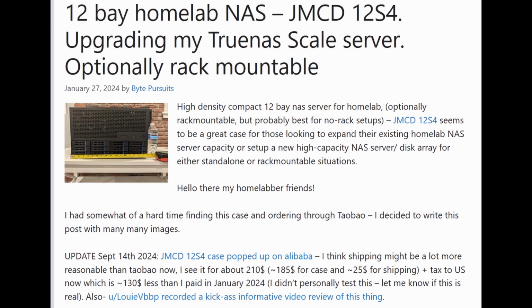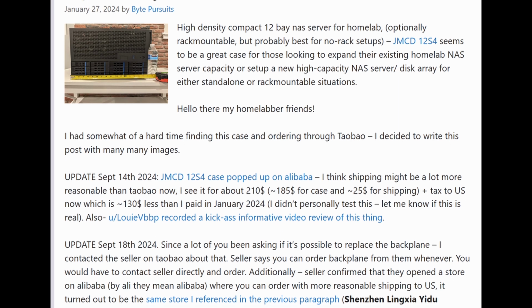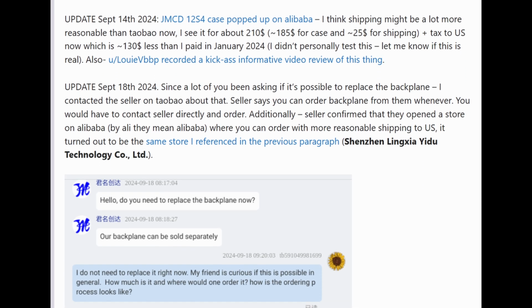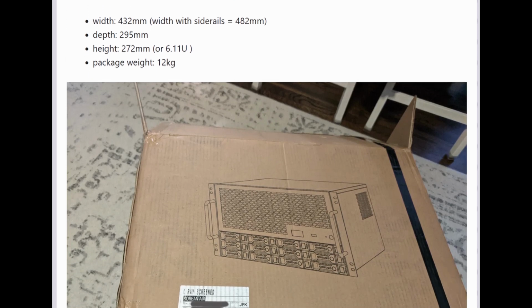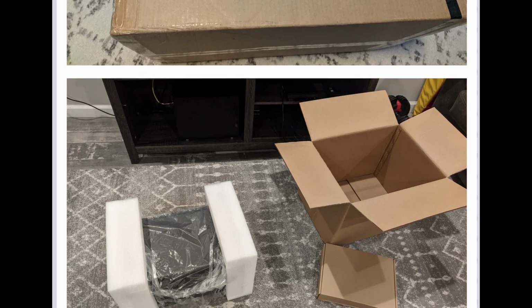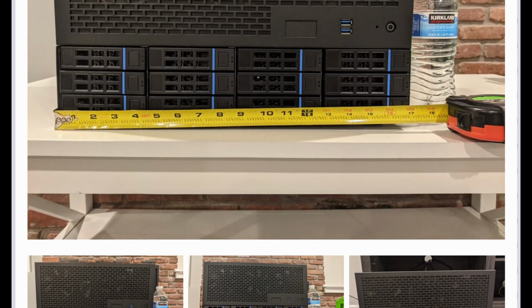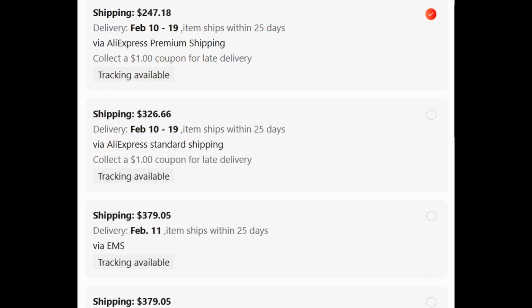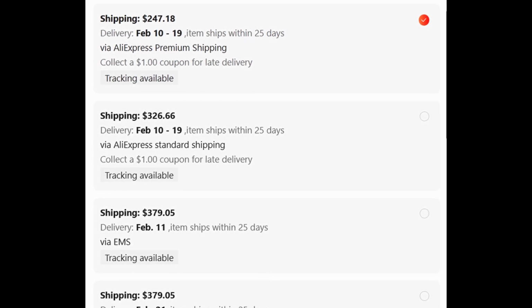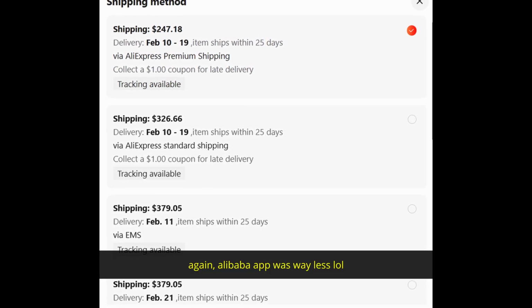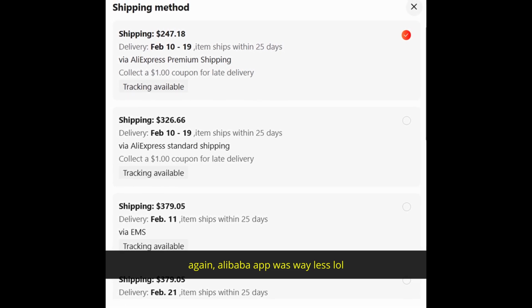Further research into it led me to an excellent blog post on bytepursuits.com, which went into extreme detail on the chassis, from contacting the vendor, the ordering process on Taobao, packaging quality, measurements, the whole nine yards. I was beginning to see that this chassis was legit, and the only real barrier was that I had to order it direct from the manufacturer in China and wait a few months for it to arrive, unless I were to pay close to like $200 for shipping.